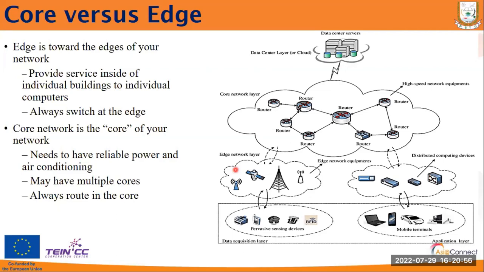Then we also have the data center layer. The data center layer is at the top of this system, and is composed of large scale devices with huge storage capacity and computing capacity. And last is the application layer. You can see some devices here: mobile terminals, RFID, phones, printers, laptops, mobile phones, cars, etc. So the application layer is the network interface.